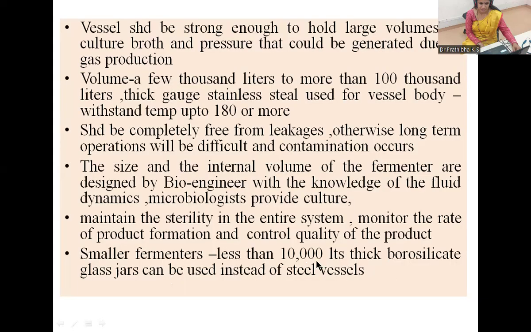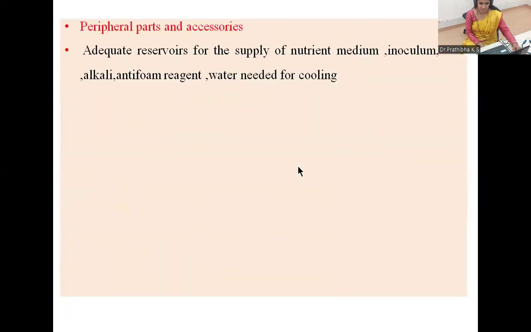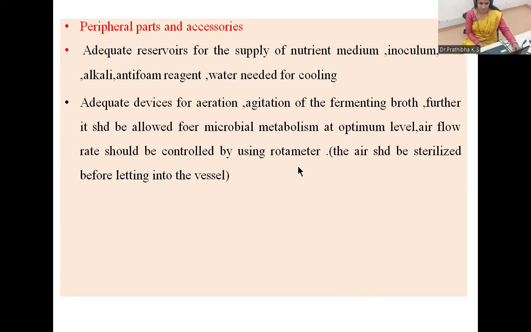Smaller fermenters are also available, less than 10,000 liters, made of thick borosilicate glass jars, and can be used instead of steel vessels. Tabletop bioreactors are also available and can be used in the laboratory. Now let us understand the peripheral parts and accessories of the fermenter vessel: adequate reservoirs for the supply of nutrient medium, inoculum, acid, alkali, antifoam reagents, water needed for cooling, etc. These must be provided along with the fermenter vessel.